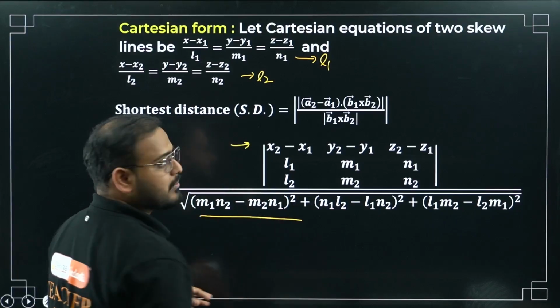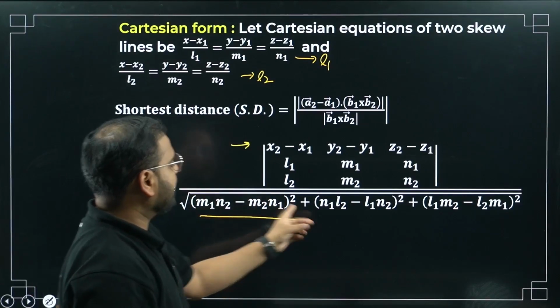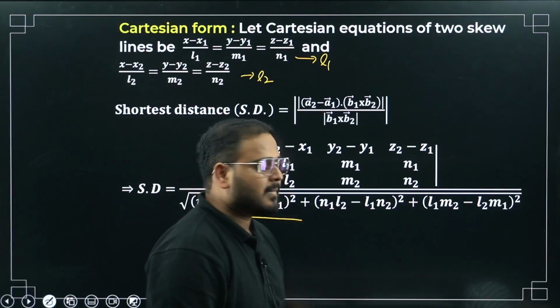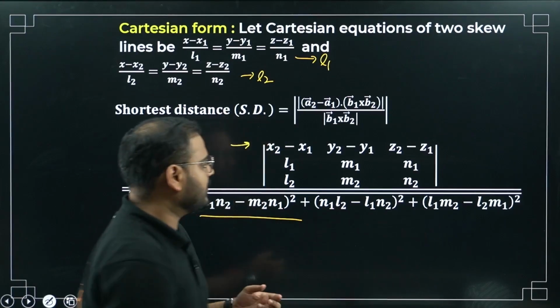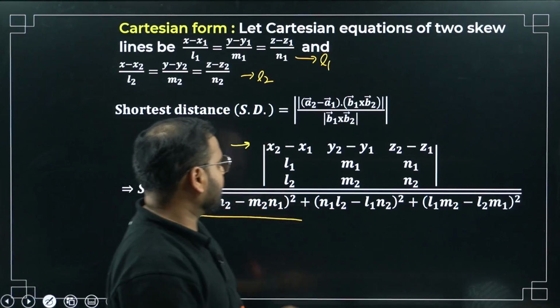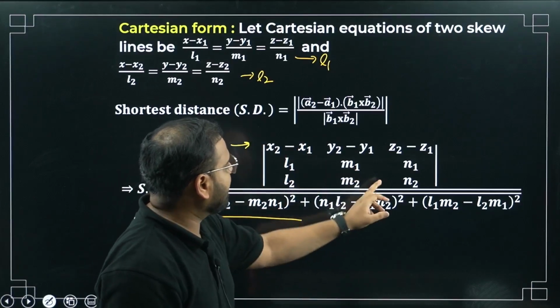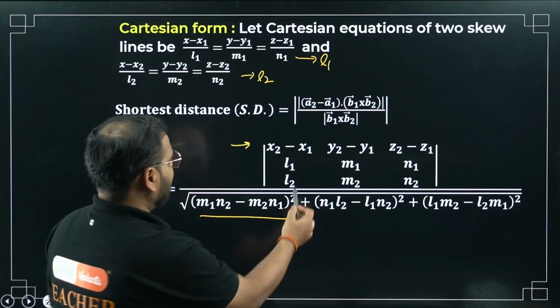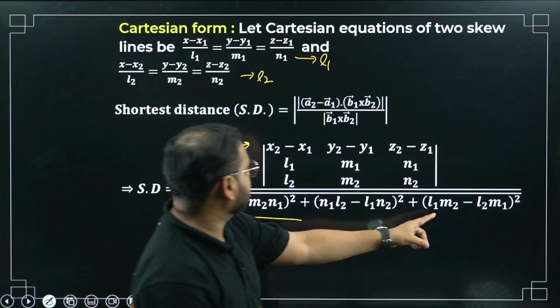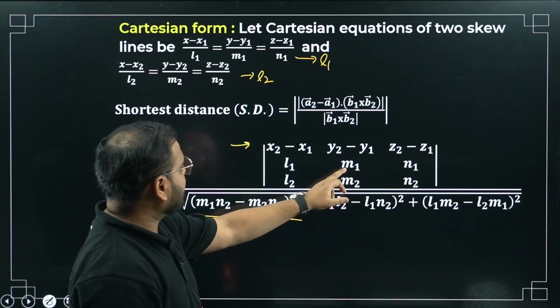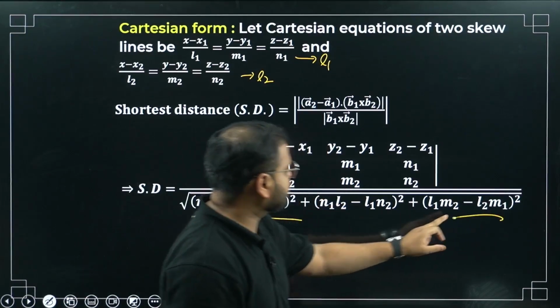Remember this, mn nl lm. First this should come, or yeah, the whole square, the distance, right? This we get from here, no? lm mn, like that. L1 m2 is written over here, minus m1 l2. Please check.